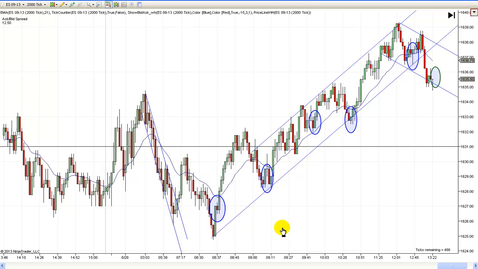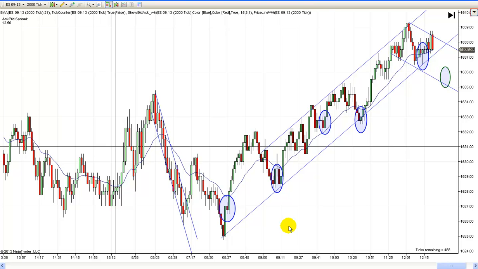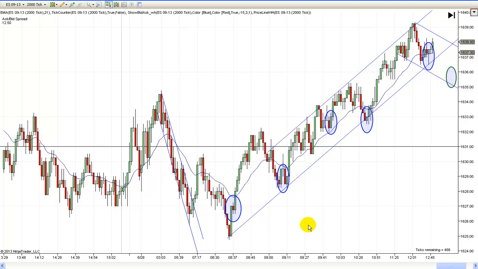Somebody asked me to tell you when I would use limit orders and when I would use stops. For the most part, you want to use stop orders because you're going to miss too many trades. But this is a good example of using a limit order.